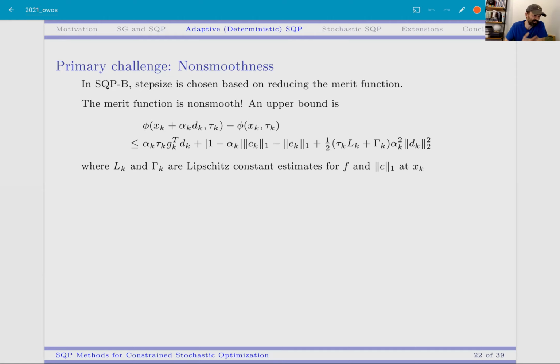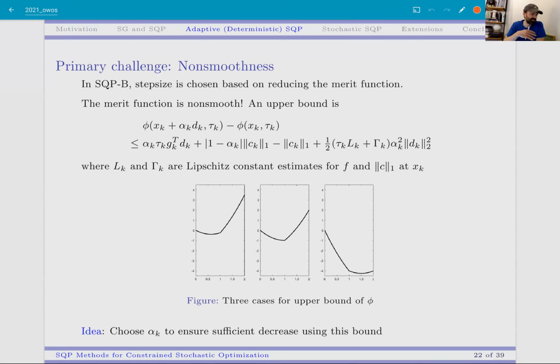But still, why does the 1/L kind of step size appear in stochastic gradient and other methods? It's that you have an upper bound for the function from Lipschitz constants, and you choose a step size to minimize that upper bound, or at least reduce that upper bound. And you can do the same kind of thing here. You just have to account for those different possibilities. There's this kink in this upper bound. And so in different situations, you'll have a step size formula that's slightly similar, but different because of that non-smoothness.